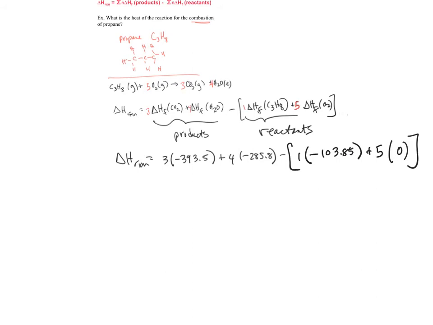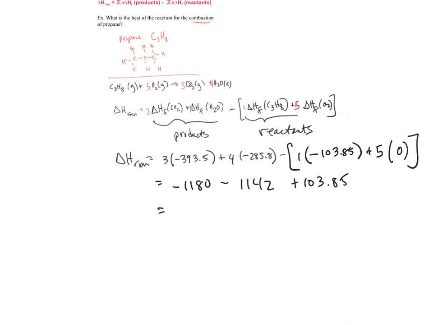All right, let me calculate this. 3 times 393.5 is negative 1,180. And then the next one will be negative 285.8 times 4, which is 1,143. I'm not worried about sig figs here. And then minus a minus, so it's plus 103.85, or we just call that 104, I guess.